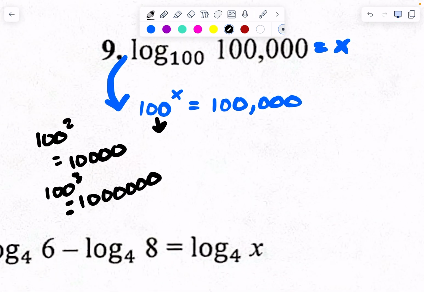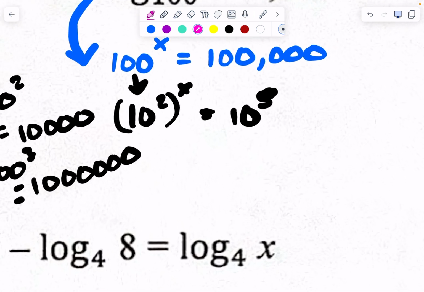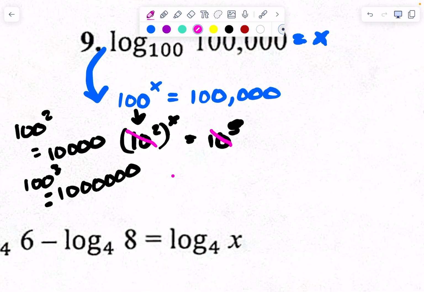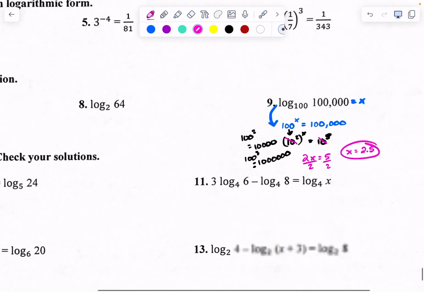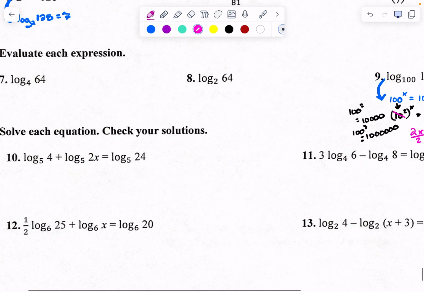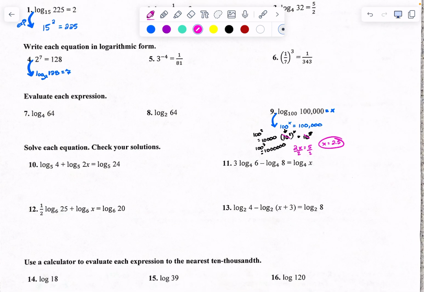I could do this. 100 can be written as 10 squared, to the x power. This guy is 10 to the 5th power, true? Do you remember doing this a long time ago? The 10s can cancel, so I have 2x equals 5, and then I divide by 2. So, what's the answer? 2.5, like you guessed. That's why I can switch the bases just like we've done before. Does that make sense? So on 7 and 8, equals x, and then solve for it.